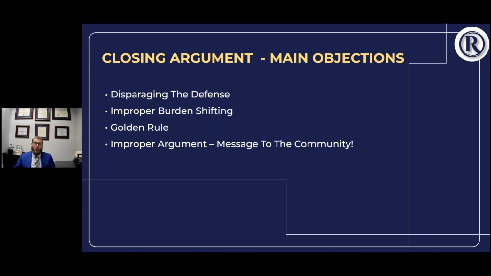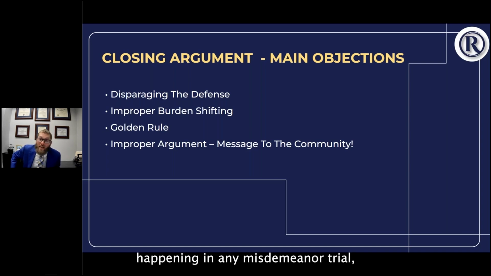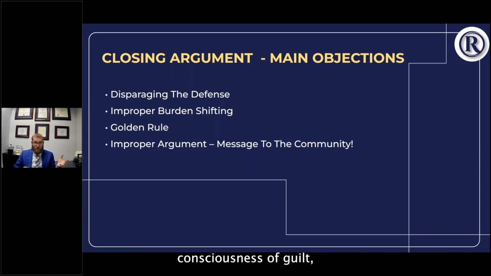You really have to look out for improper burden shifting happening in any misdemeanor trial, especially a refusal case. They're going to say, well, why didn't he blow? The law allows them to talk about consciousness of guilt, which is he didn't blow because he knew what the test was going to show. That's fine, but they can't talk about, well, we don't know what the breath is because he didn't blow. That's going to be improper burden shifting. Don't let them improper burden shift.